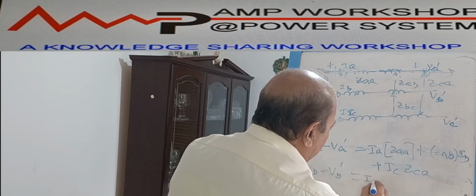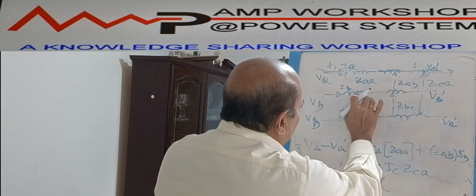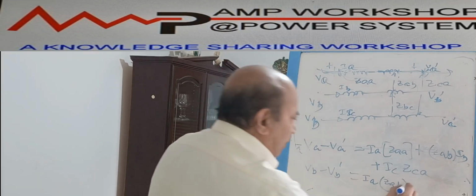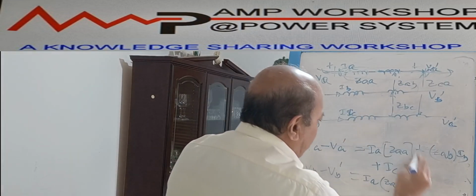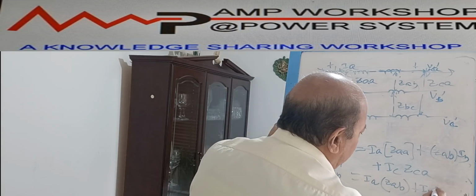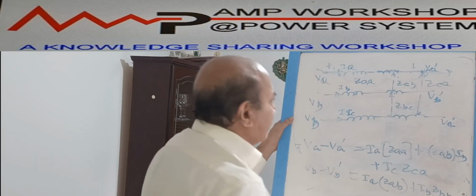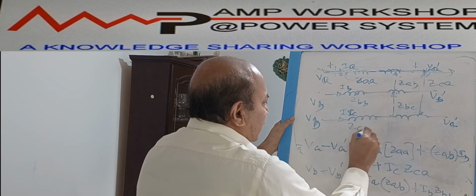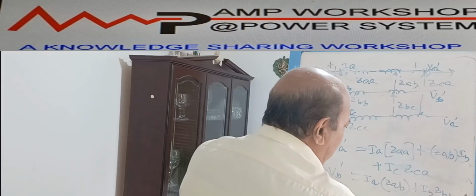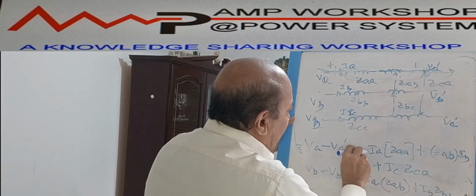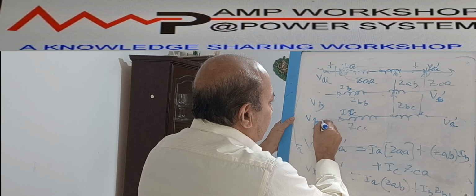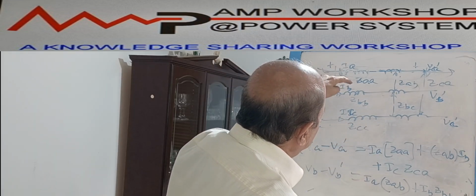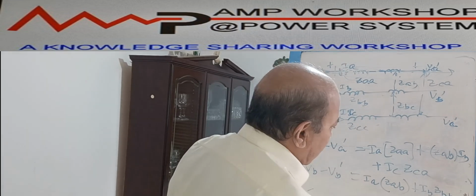So when the current flows through IA, there will be a voltage drop in the B phase due to the mutual impedance between A and B. Plus, when the current is flowing through the B phase, due to its self-impedance, there will be a voltage drop. Suppose this is ZBB. Okay, this impedance is ZBB and this is ZCC. And similarly, when the current is flowing through the C phase, there will be a voltage drop due to the mutual impedance between B phase and C phase. How much will that be?